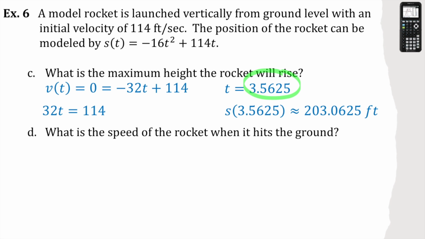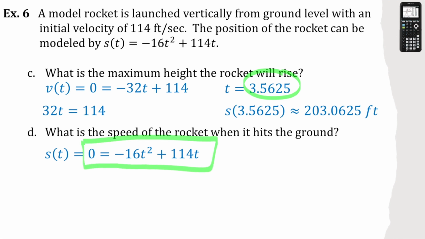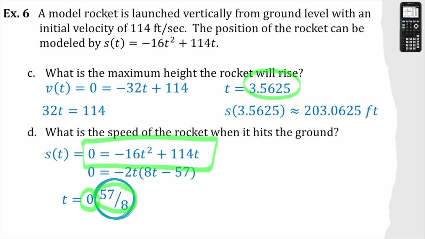What's the speed of the rocket when it hits the ground? Well, when does it hit the ground? Set the position function equal to 0. Solve for t. It starts at time 0 and hits the ground at 57/8. So we'll plug that 57/8 into our velocity function. Speed is the absolute value at that moment, so 114 feet per second.